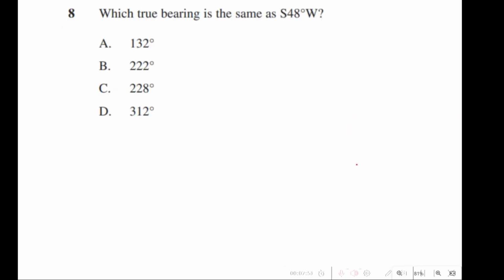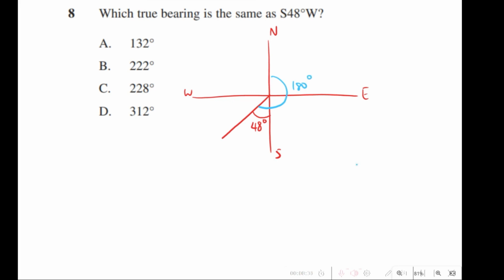Which true bearing is the same as south 48 degrees west? So let's just draw that on a bearing really quickly. So northeast, southwest. So south 48 degrees west is going to be over here, and this angle here is going to be 48 degrees. So true bearing always starts from north. So starting north, and moving this way, this would be the true bearing. So that's going to be 180 degrees plus this 48 degrees, because we've moved this much, which is 180, plus an extra 48 degrees. So 180 plus 48 is 228. So that would be the true bearing.